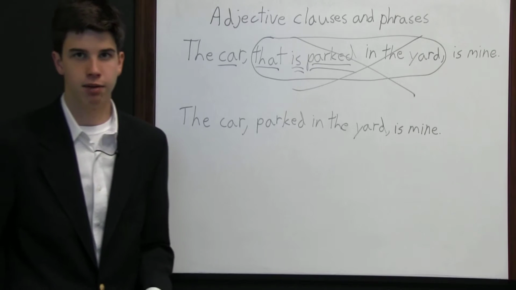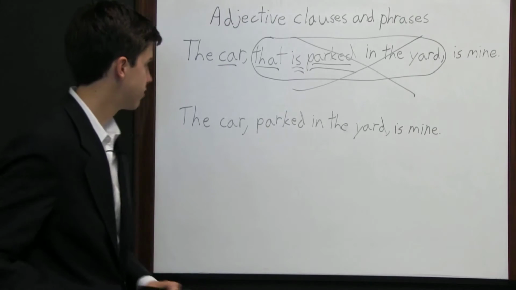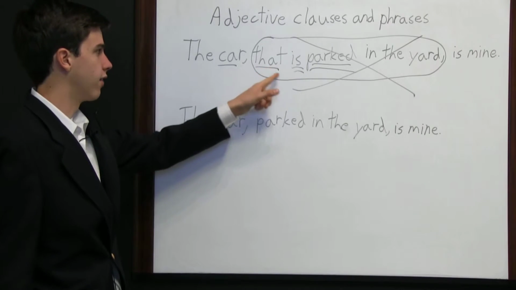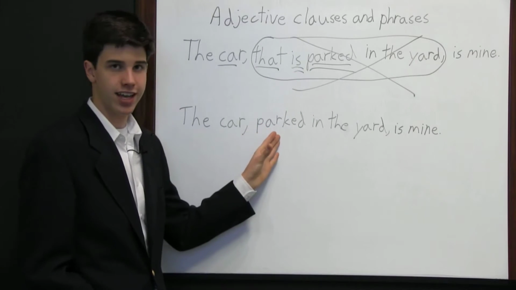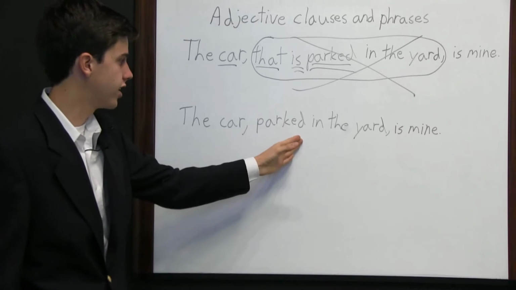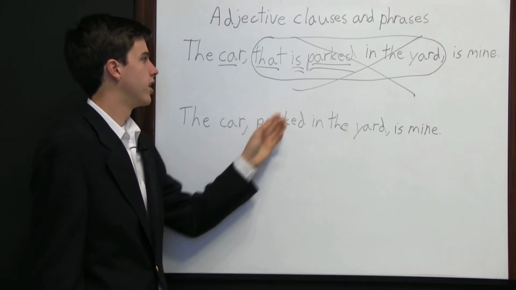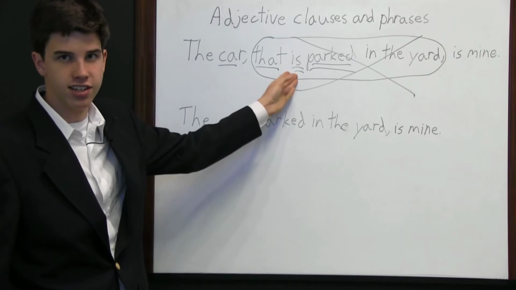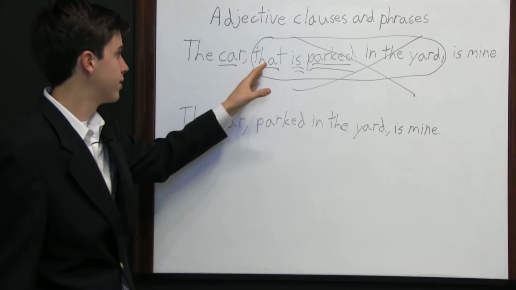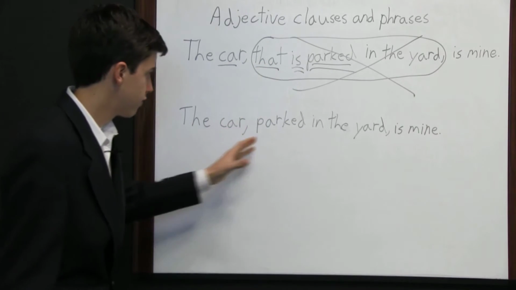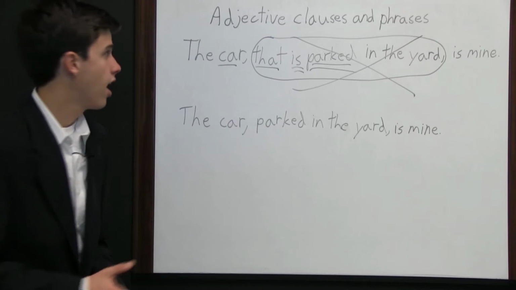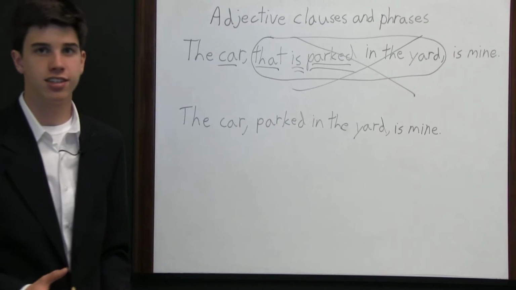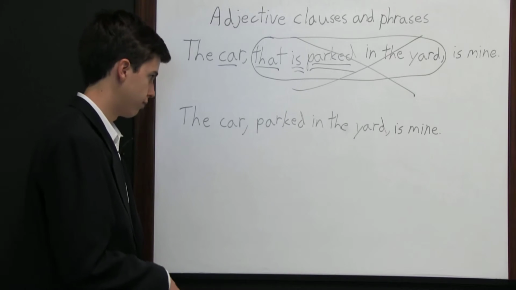Why? Because it doesn't contain both a subject and a verb. It's missing the subject, which is "that," and the verb, which is "is." Well, "parked" is still in this phrase, which is a verb, but it's missing part of its verb, "is," and it's missing its subject, "that." So this phrase doesn't have a subject and a verb, so that's why we call it an adjective phrase, because phrases don't have both a subject and a verb.